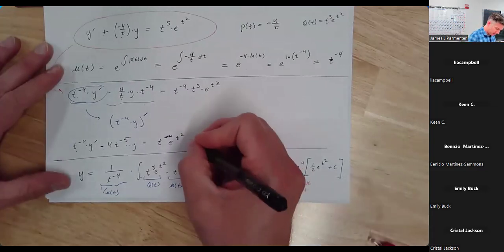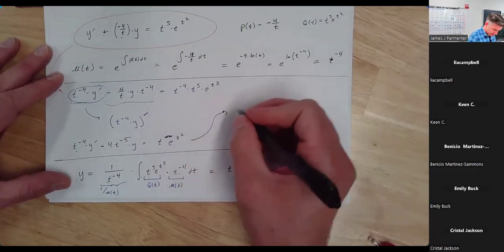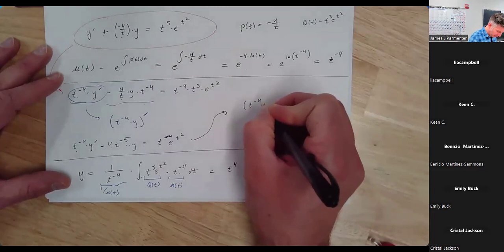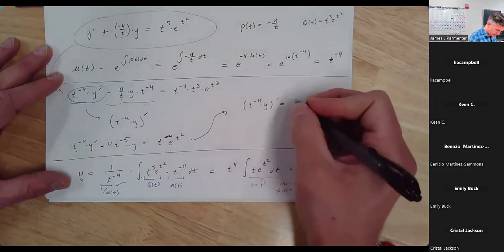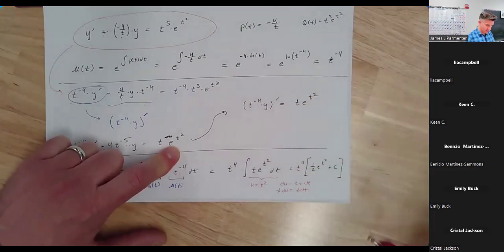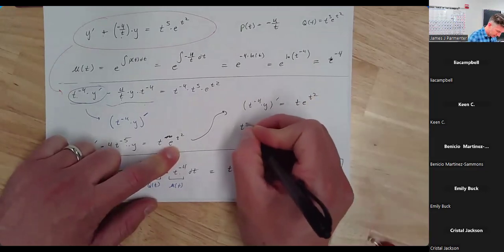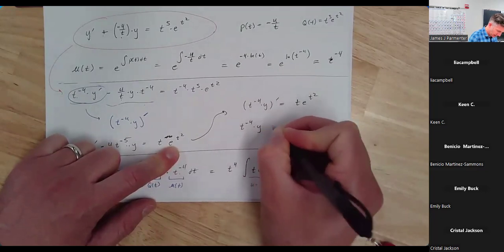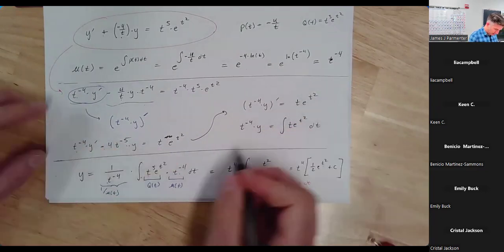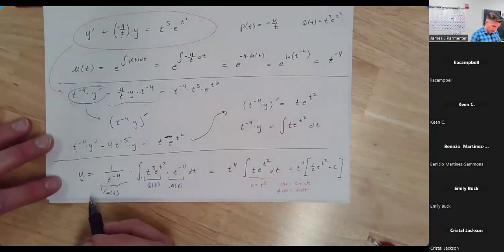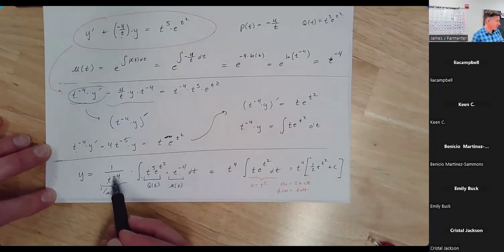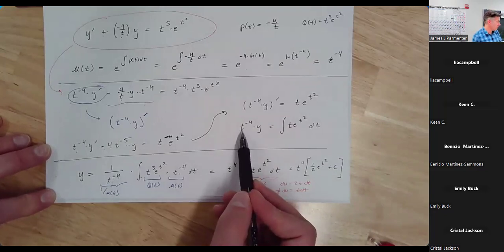So then, great. We get to say that the derivative of t to the negative 4th times y is equal to t times e to the t squared. And if we anti-differentiate both sides, we get t to the negative 4th times y equal to the integral of t e to the t squared. And then we are back over here, where you're going to integrate this and then divide by t to the negative 4th, which is how we get rid of the t to the negative 4th.